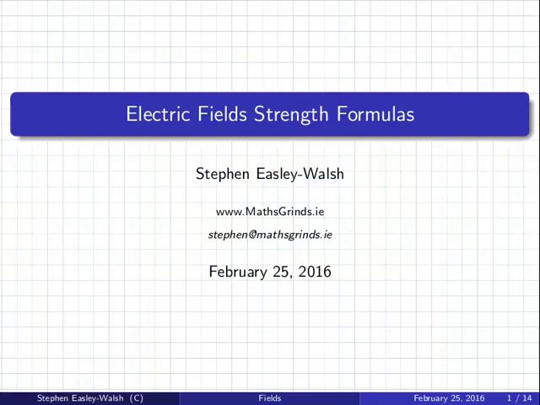Electric field strength formulas. Or really, I should perhaps say formulae. Oh well.